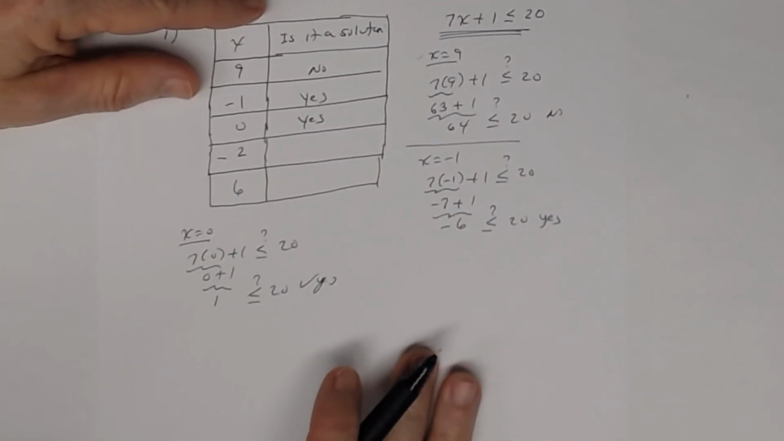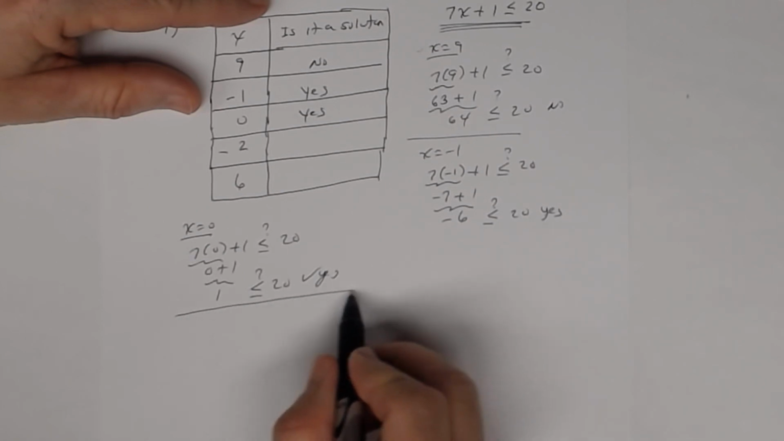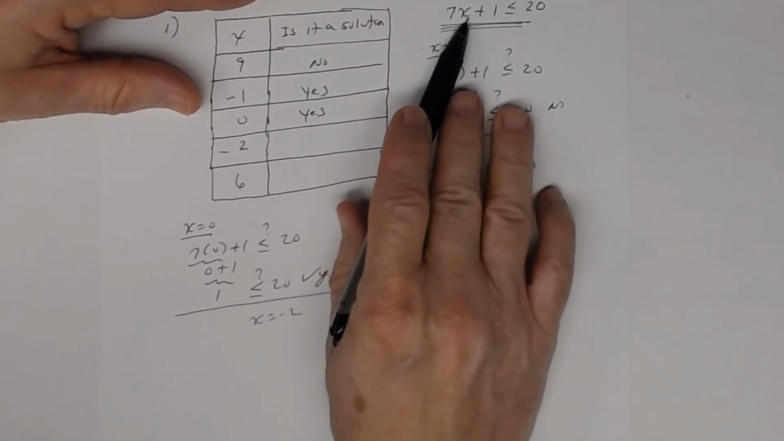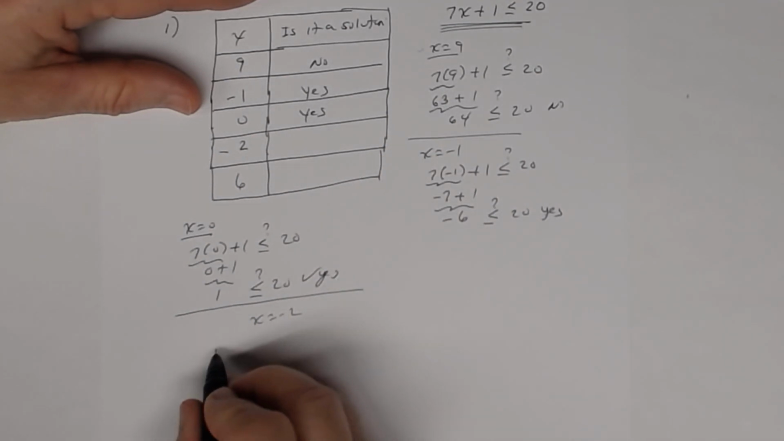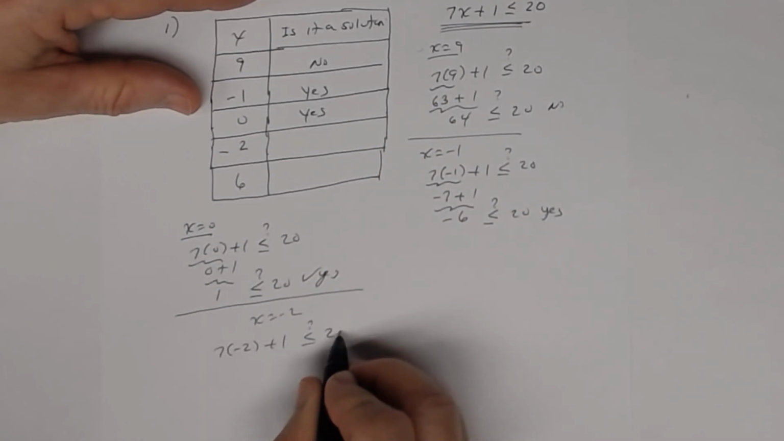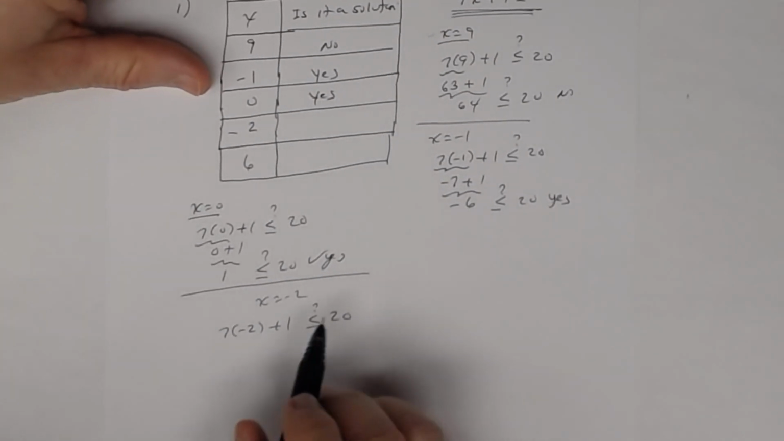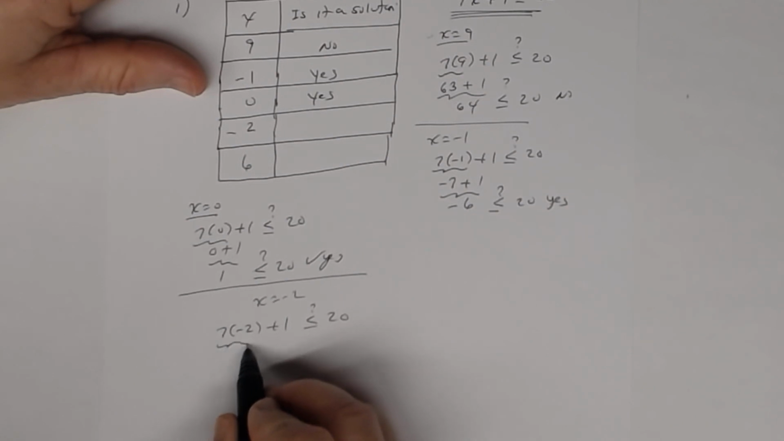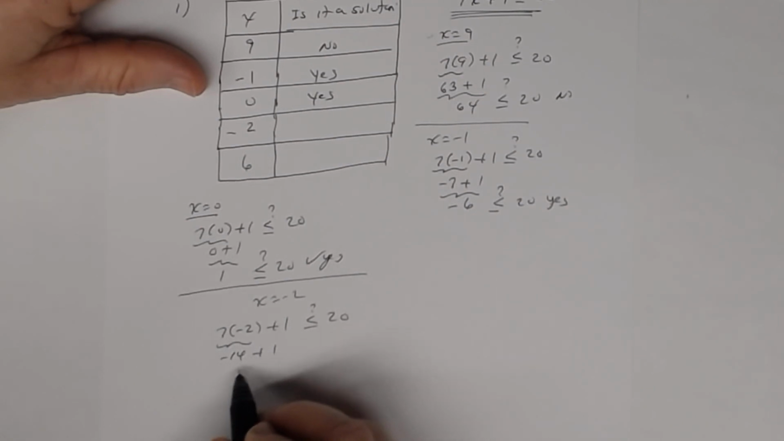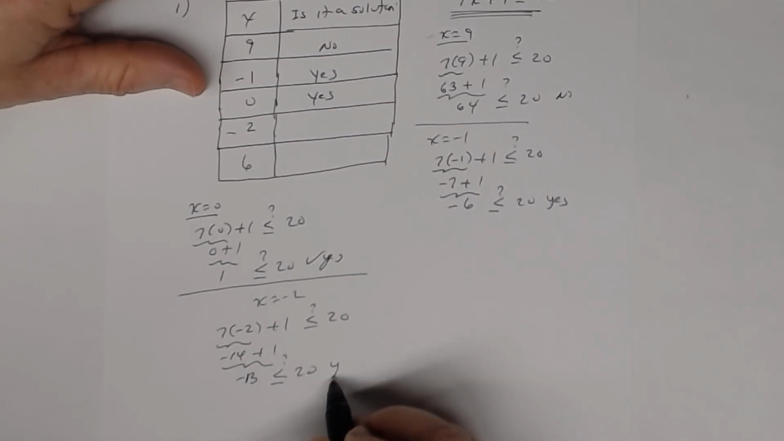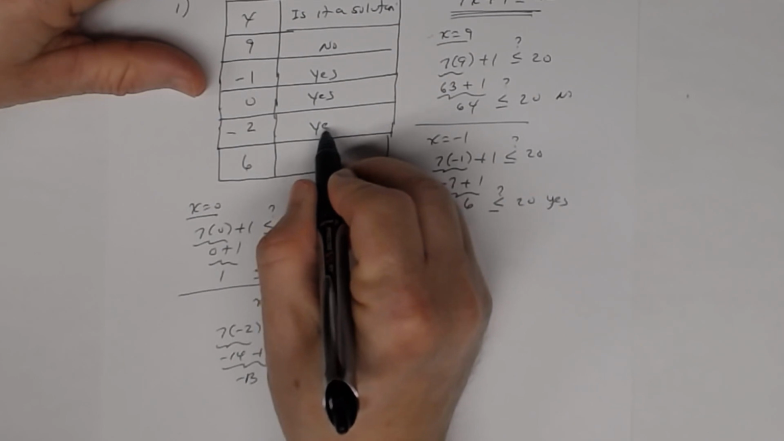Let's check -2. All right, -2. So x equals -2. In place of x, you're going to substitute -2. So you get 7 times -2 plus 1. And I want to see if this side is going to be less than or equal to 20. Well, 7 times -2 is -14. -14 plus 1 is -13, right? And is -13 less than or equal to 20? And the answer is yes. So that's also a solution.